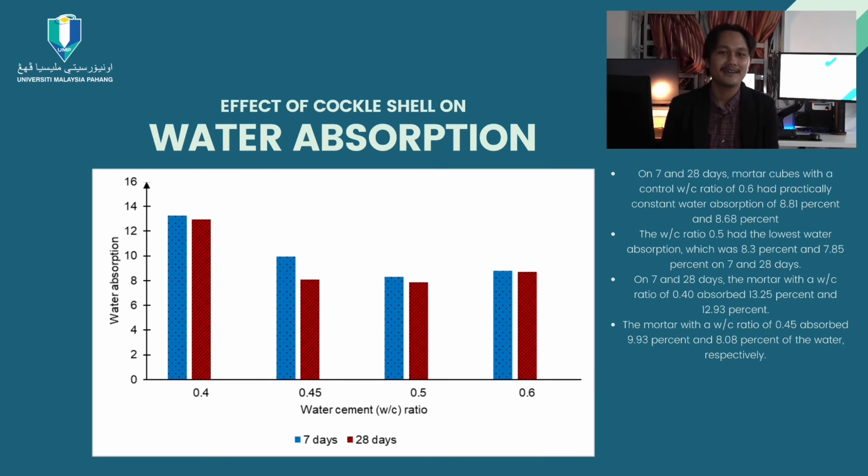Okay, effect of cockle shell on water absorption. On 7 and 28 days, mortar kept with a controlled water cement ratio of 0.6 had practically constant water absorption of 8.81% and 8.8%. The water cement ratio 0.5 had the lowest water absorption, which was 8.3% and 7.83%. On 7 and 28 days, the mortar with a water cement ratio of 0.4 absorbed 13.25% and 12.93%. The mortar with a water cement ratio of 0.5 absorbed 9.93% and 8.08% of the water respectively.